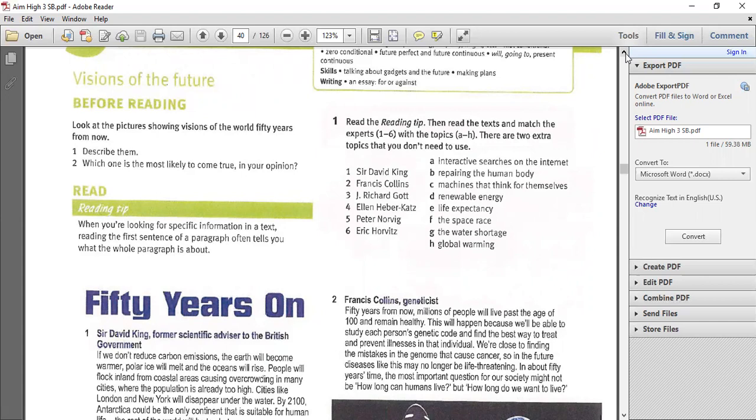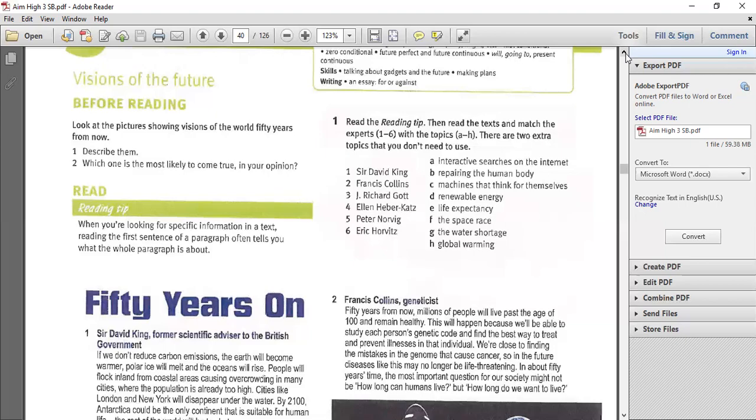Is it correct? Correct, of course. Okay. Number 2, Francis Colonials. What is the topic that he talks about? Live experts, or renewable energy, or the water shortage, repairing the human body. I think B, repairing the human body. Okay, yes, that's it. Repairing the human body, B, with Francis Colonials.